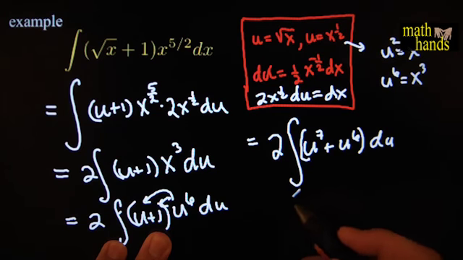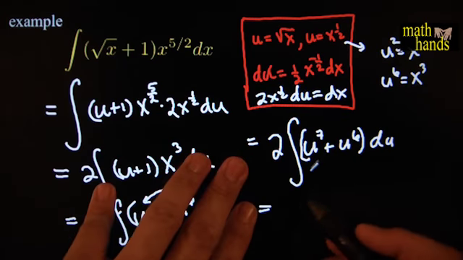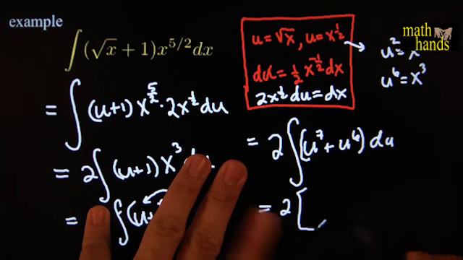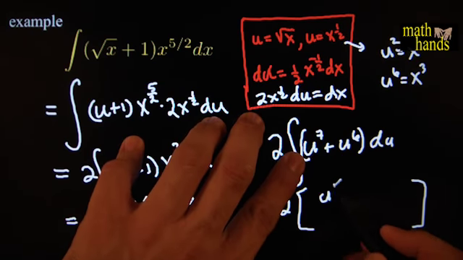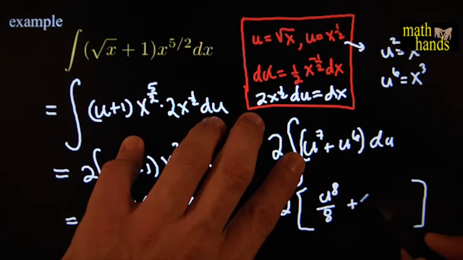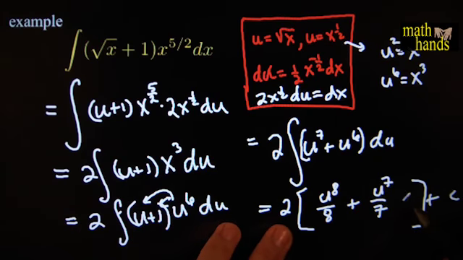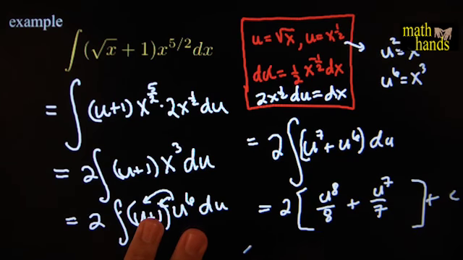Right? And now I break it up into 2 pieces. So this would be 2 times, I do this piece first, u to the 7th. That would mean u to the 8th divided by 8 plus u to the 7th divided by 7. And I could add a constant. I could add it in here or out there. It doesn't matter because multiplying by 2 wouldn't change the fact that it's still a constant. So then I cleaned it up.